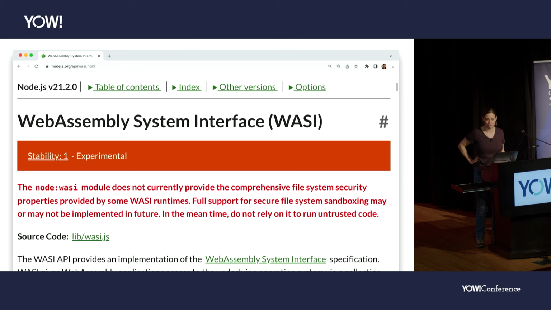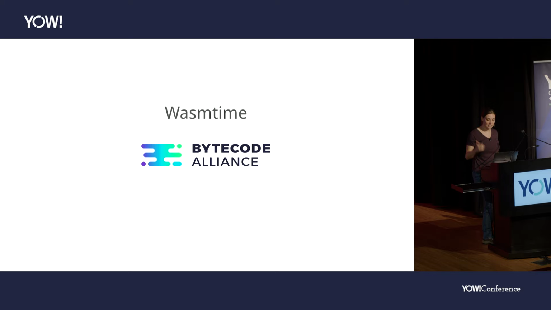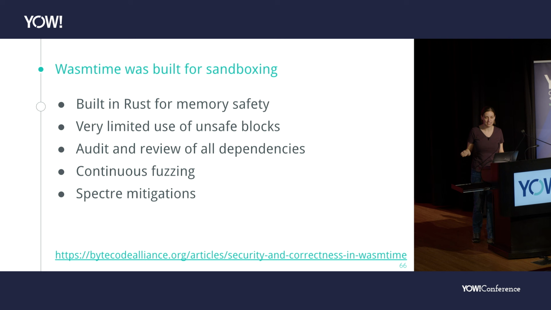So you might grant it access to one part of the file system, but it might be able to access other parts of the file system. But the one that I use, and that seems to be the one that most of the other examples I've given are using as well, is Wasmtime. It's built by the Bytecode Alliance, which is a not-for-profit, and it's written in Rust. It was purpose-built for sandboxing WebAssembly code and for implementing WASI in a secure way for sandboxing.